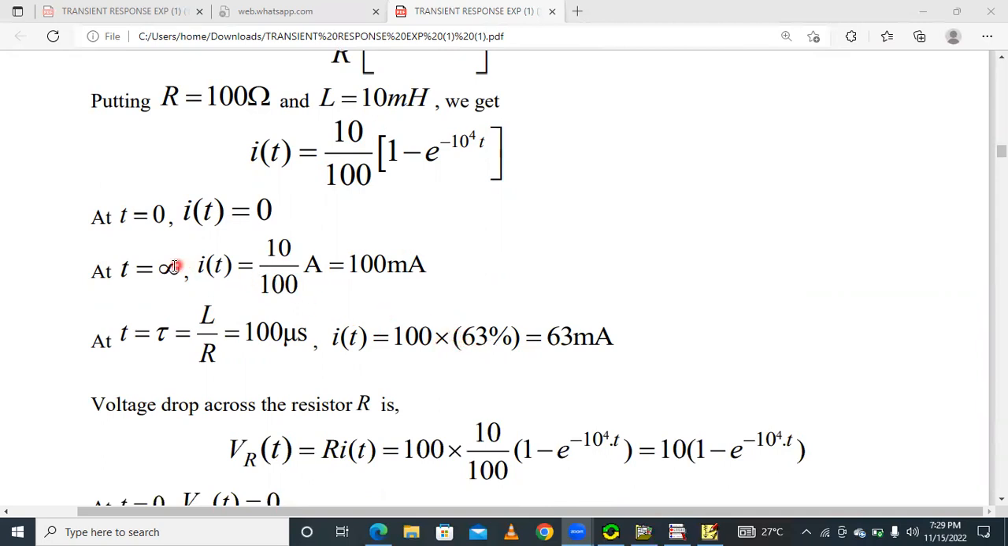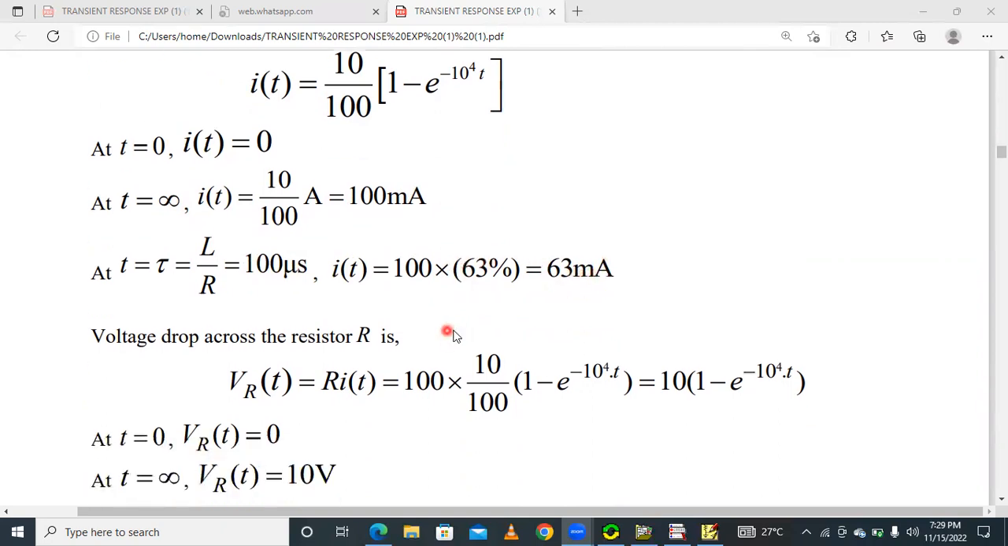Our final steady state value, at t equal to infinity, is 100 milliamps. That means 63% of 100 milliamps, which is equal to 63 milliamps, is the current for a time constant of 100 microseconds.